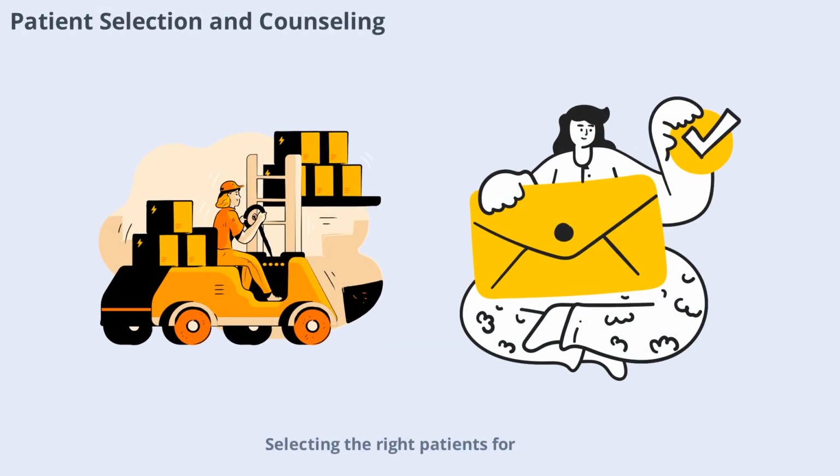Selecting the right patients for kyphoplasty involves considering factors like age, comorbidities, fracture severity, and spinal region. Surgeons should counsel patients on the expected benefits and risks, emphasizing that outcomes are generally similar regardless of whether the fracture is in the thoracic or lumbar spine. This helps set realistic expectations and supports shared decision-making.